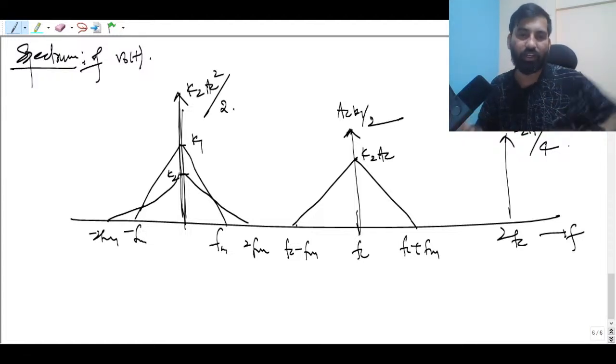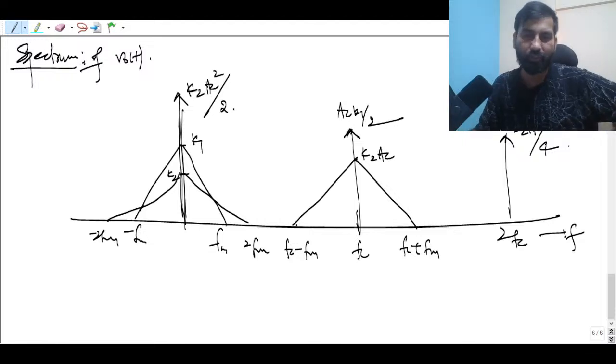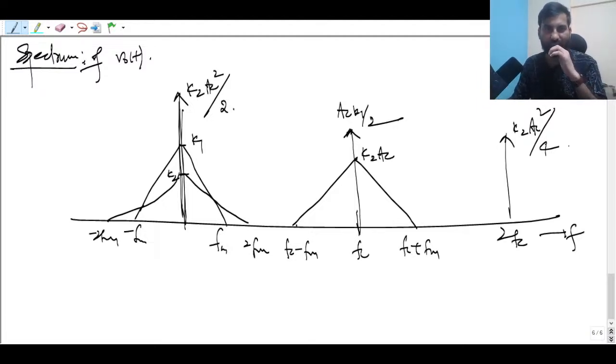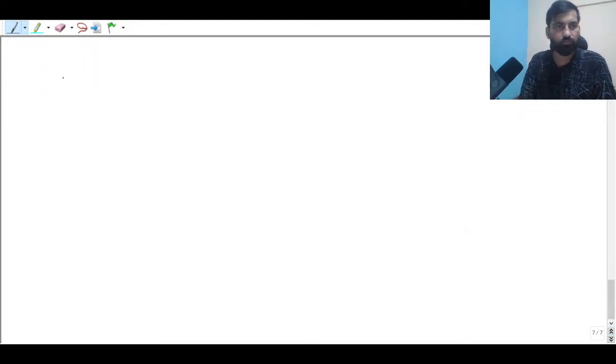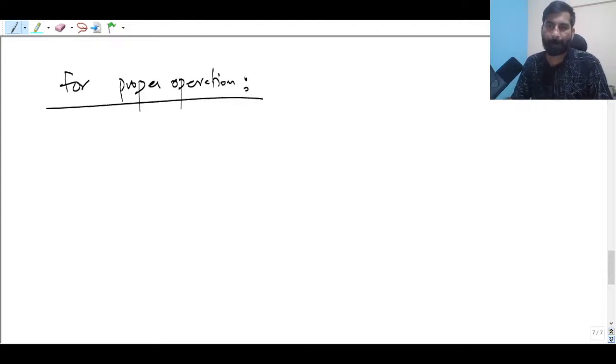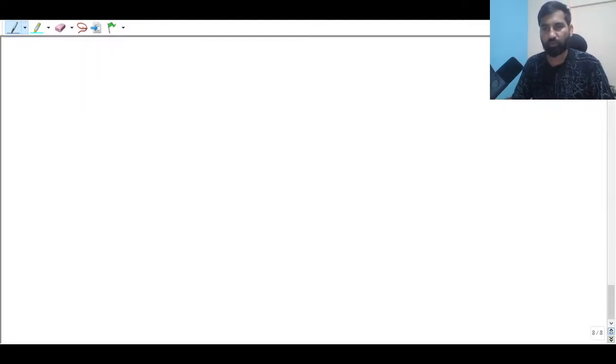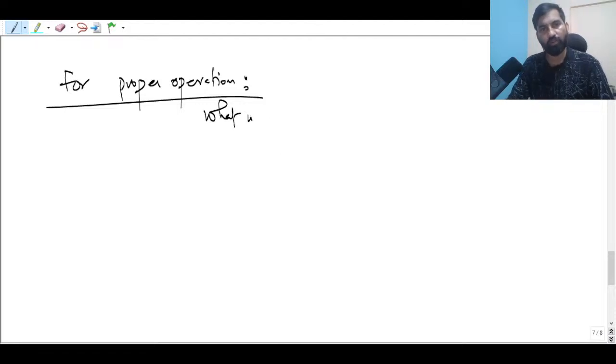So what I just want to highlight here is, what question can come from here? A question can come from this: sir, for proper operation, what will be the minimum carrier frequency fc? So how will we find it?